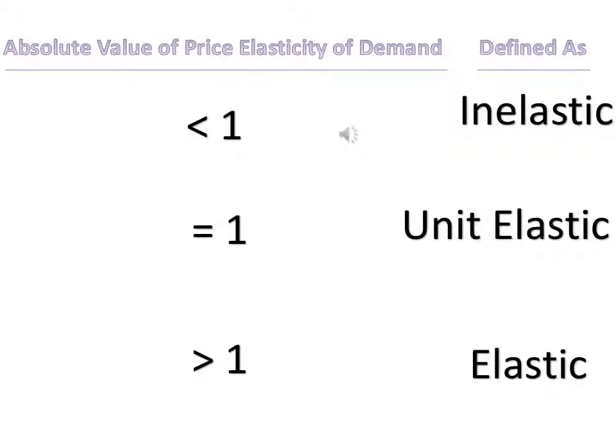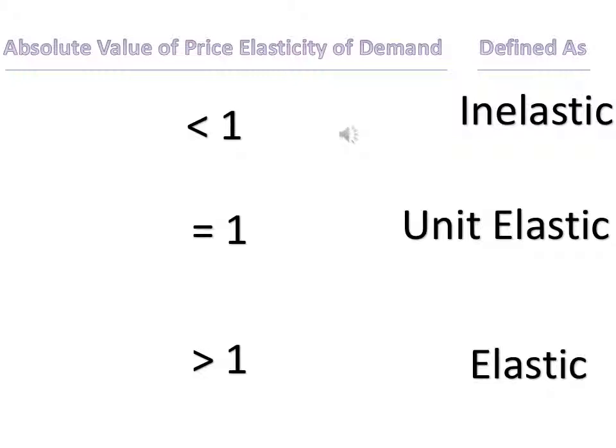So we can categorize price elasticity of demands for various products. If the absolute value of the price elasticity of demand is less than 1, then the price elasticity of demand is characterized as inelastic. Inelastic, non-responsive. This just means a percent change in price causes a smaller, but opposite direction, percent change in quantity demanded. If the price elasticity of demand in absolute value is equal to 1, then we say it's unit elastic. That means a percent change in price causes an equal but opposite percent change in quantity demanded.